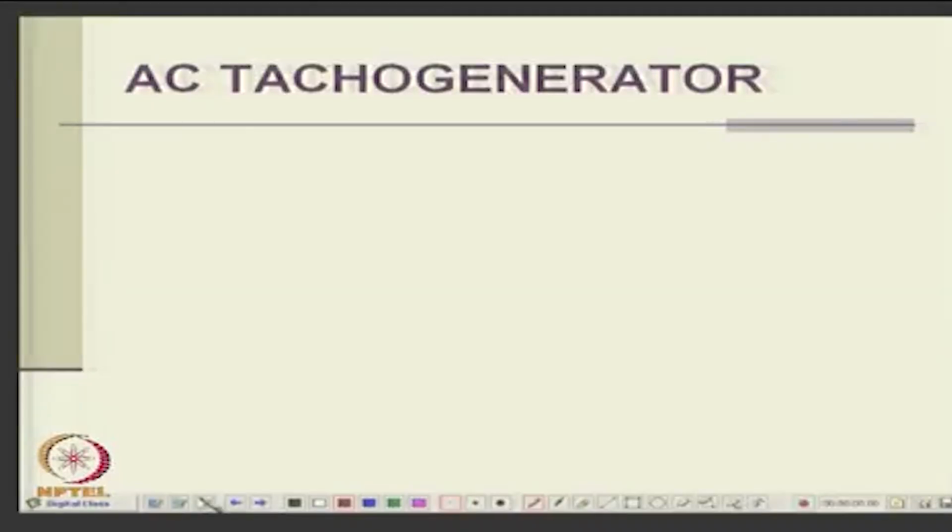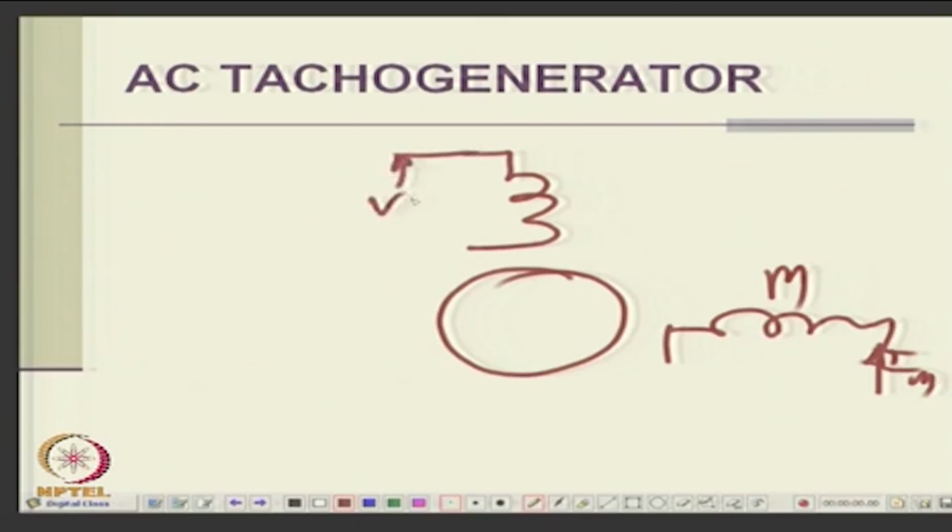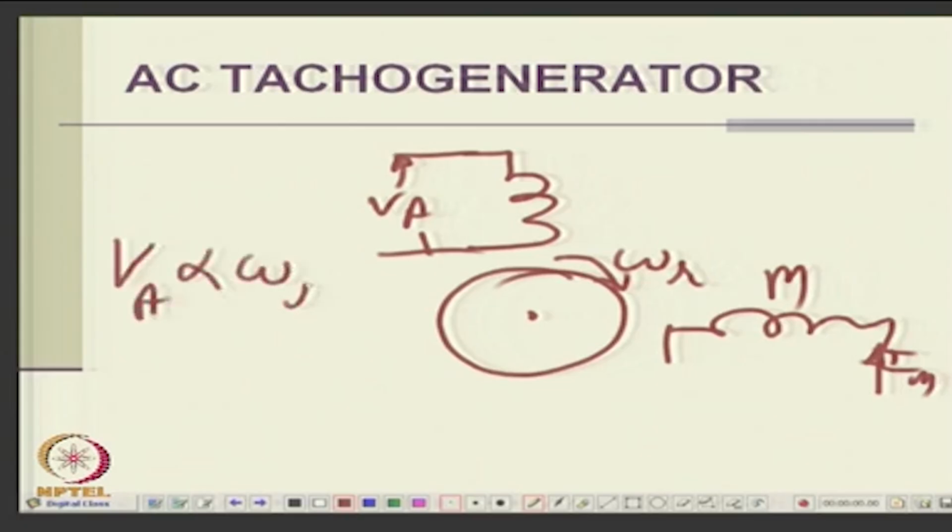Then next is the AC tacho generator. Okay. I have asked you the questions. AC tacho generator, you have a main winding, you have a fixed current or a fixed voltage. The voltage in the auxiliary winding can be made proportional to the speed. So, you can make V A proportional to the speed with I A, I M or V M constant.